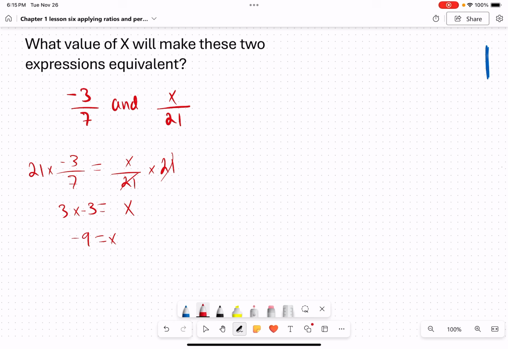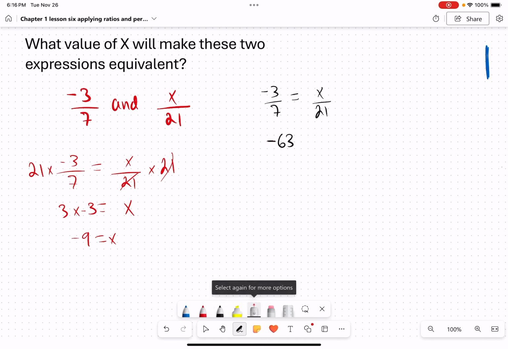Now let's see what it will look like if we were to cross multiply. We would have negative 3 over 7 is equal to x over 21. Which method you choose is totally up to you. You'll still get the same answer. It's just a matter of preference. So let's cross multiply. The first numbers we can multiply are negative 3 and 21. Negative 3 times 21 is negative 63, so we can write negative 63.